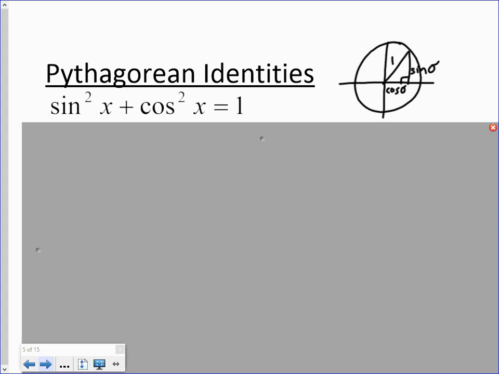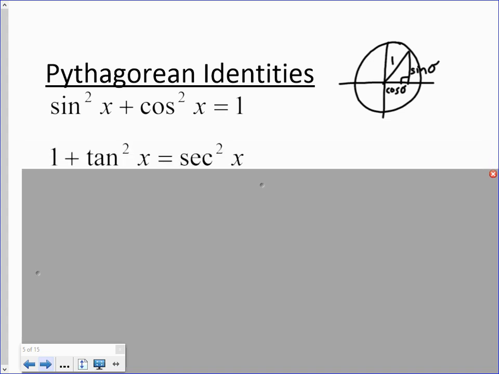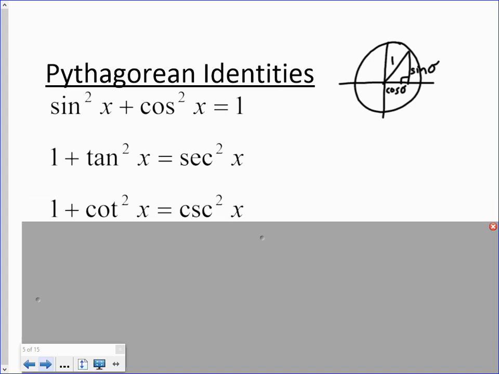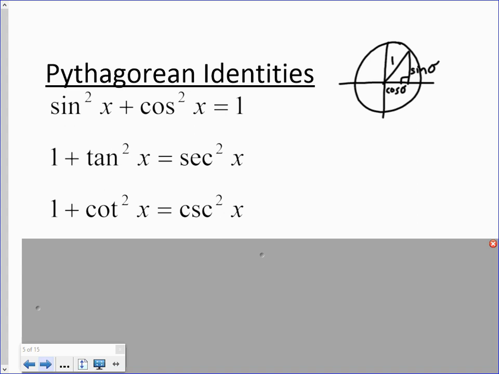Now there are some different versions of Pythagorean identities. So these are a little bit harder to remember. Probably going to need to spend some time looking these over and studying them. If you're a note cards kind of person, this is a great chapter for some note cards so you know your identities. 1 plus tangent squared x is equal to secant squared x. And 1 plus cotangent squared x is equal to cosecant squared x.